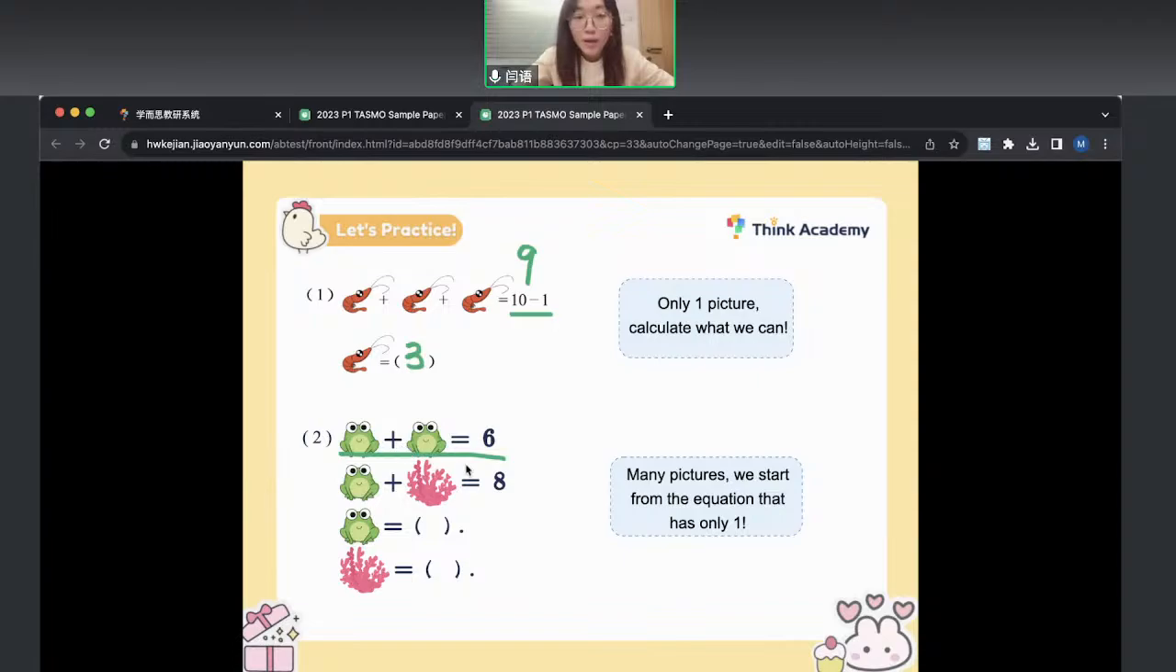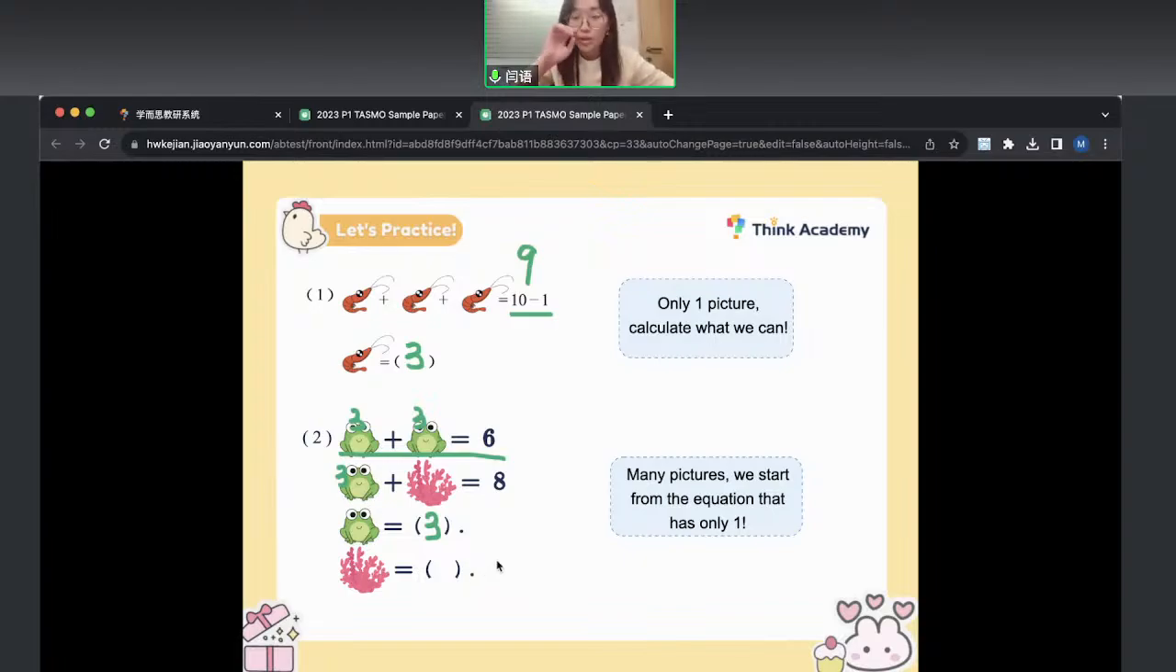Frog plus frog equals 6. So here we can get frog equals 3. So just write it down. And also here, everyone, do remember to label all the frogs in the picture. So write it down, 3, 3. And also, what about the second equation? Write it down, 3. And then move on to the second equation.